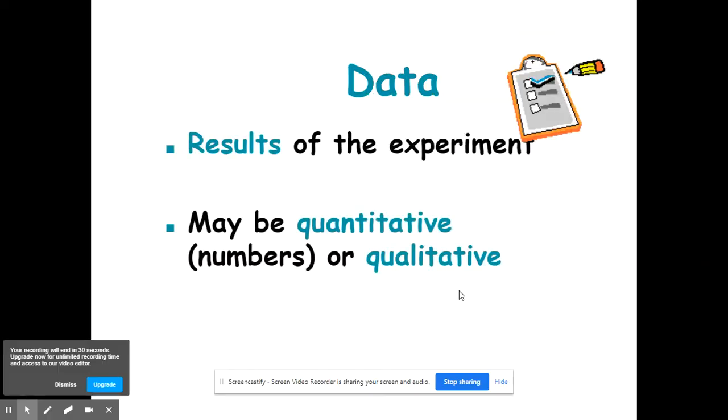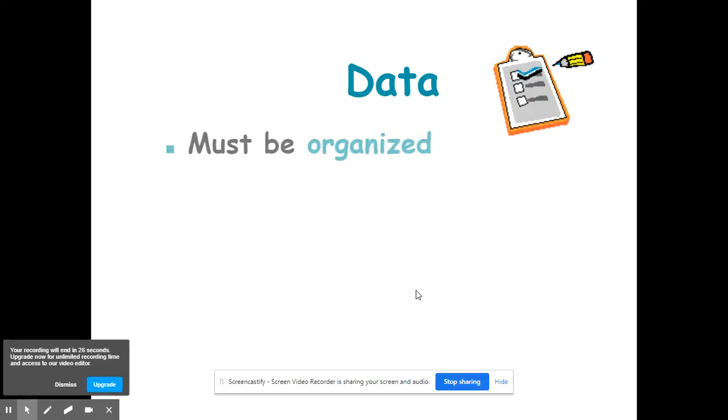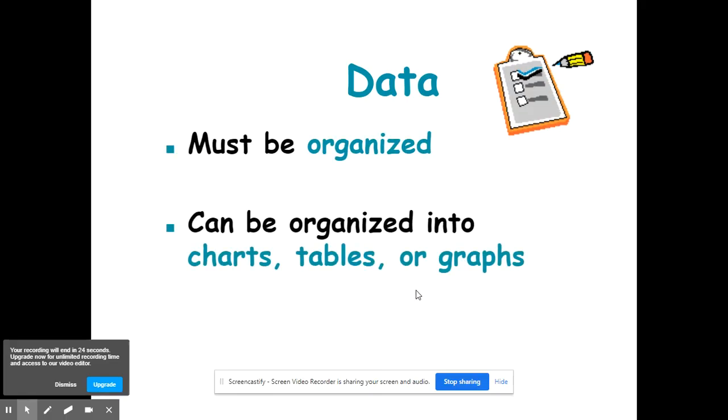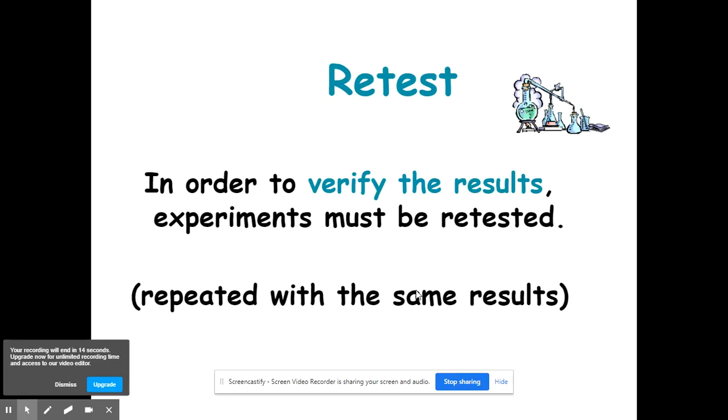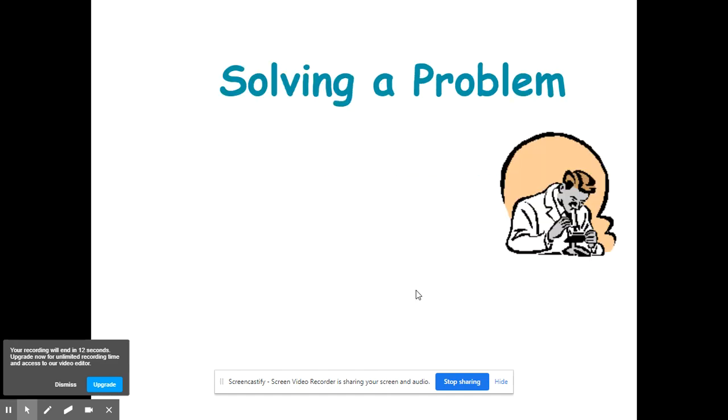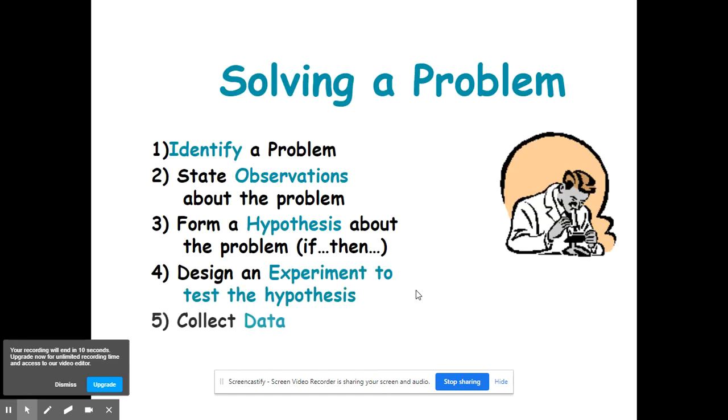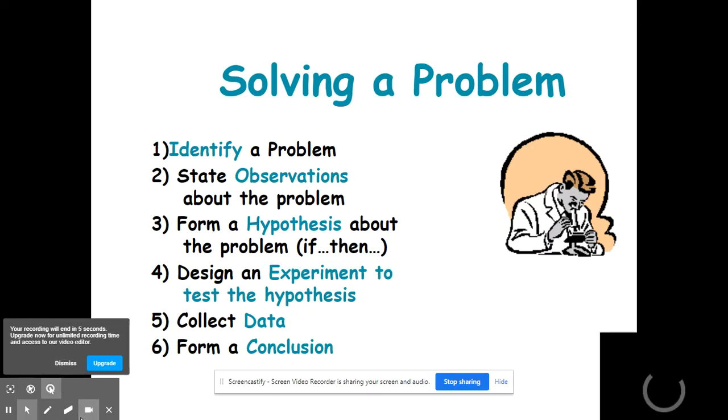We would collect data. In this case, the growth would be quantitative. It would be organized into charts or graphs. And from the data, we could make our conclusion for our experiment. We could retest to verify our results. And then finally, form our conclusion and publish our results.